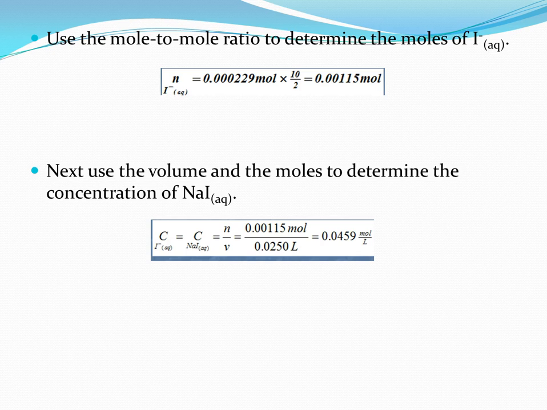The next step requires use of the balanced equation to determine the mole ratio of iodide ions to permanganate ions. Next, the concentration of iodide ions can be calculated from the volume and the number of moles.